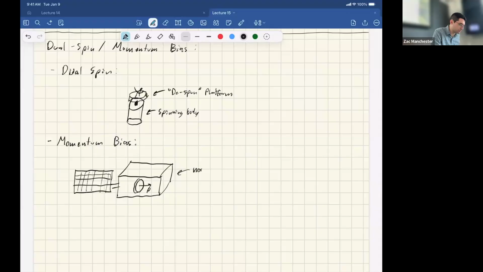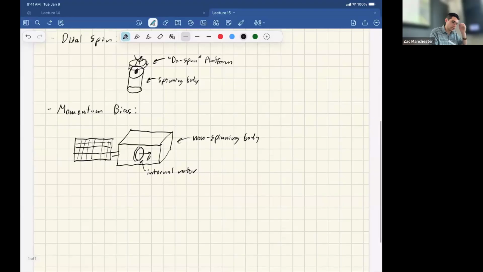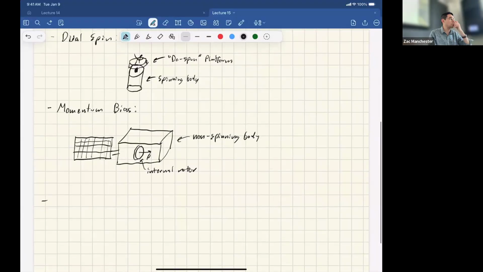So the whole spacecraft is not spinning, and all the momentum is put into this internal rotor. So in both cases, in terms of pointing accuracy, these can do quite good inertial pointing. If designed well and implemented well, modulo sensors and all this kind of stuff, these designs can achieve sub-degree inertial pointing. So quite good.